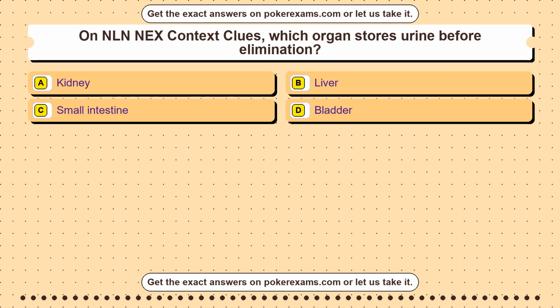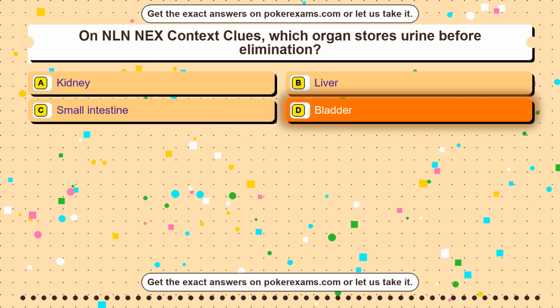Question 34. On NLN NEX Context Clues, which organ stores urine before elimination? Option A, kidney. Option B, liver. Option C, small intestine. Option D, bladder. The correct answer is option D.